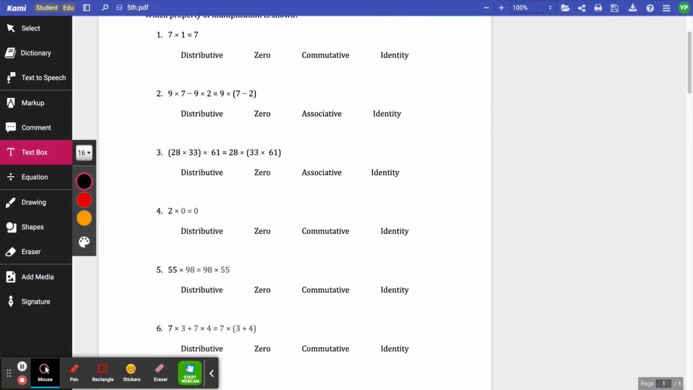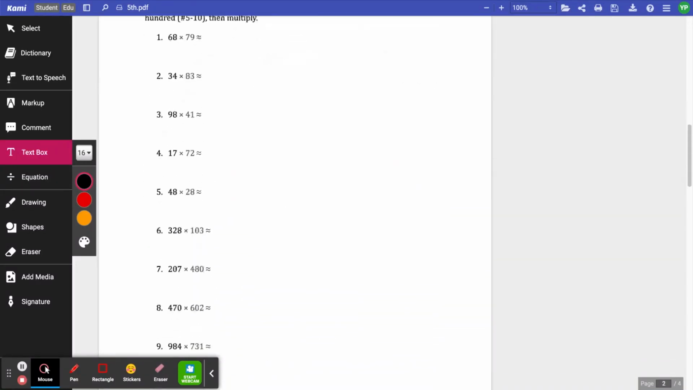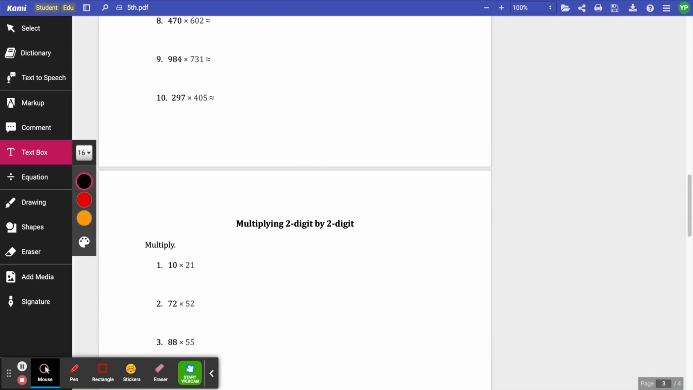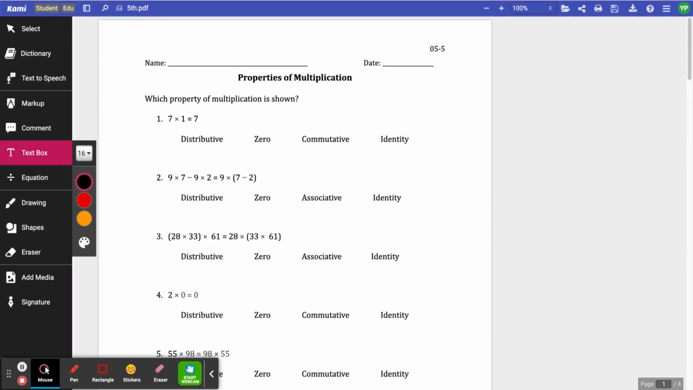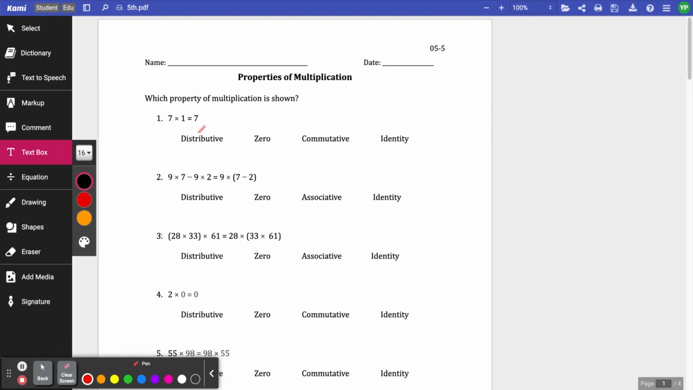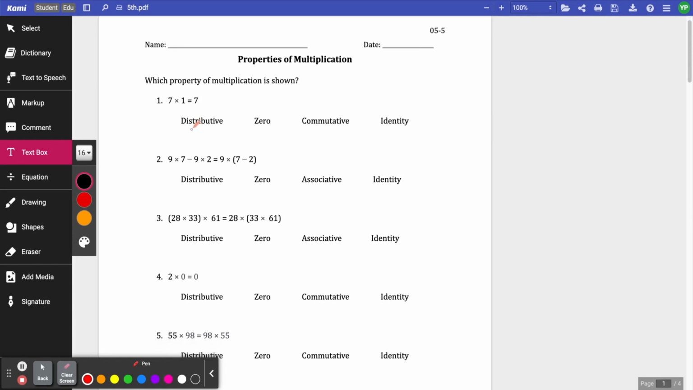Today we'll be learning about properties of multiplication, estimating products, multiplying 2-digit by 2-digit numbers, and multiplying 2-digit by 3-digit numbers. We'll be starting off with properties of multiplication, and the 5 properties we'll be learning are commutative, distributive, zero, identity, and associative.